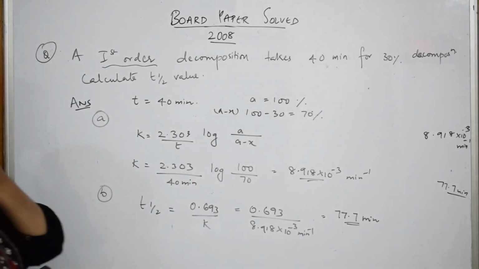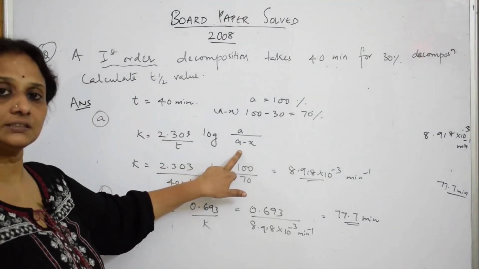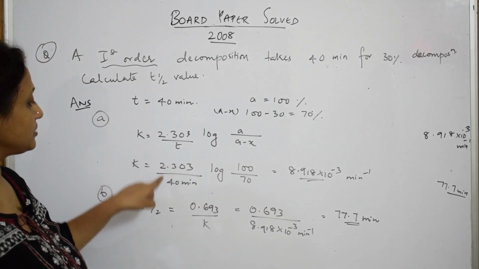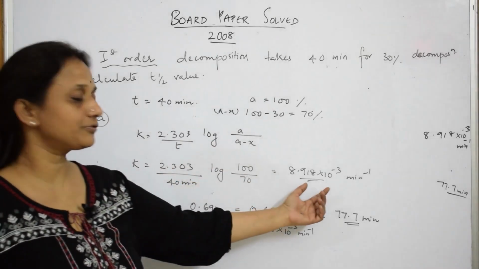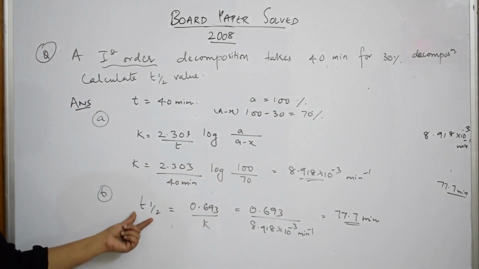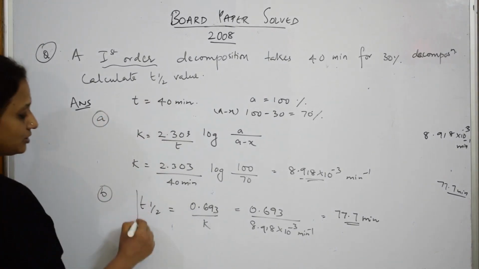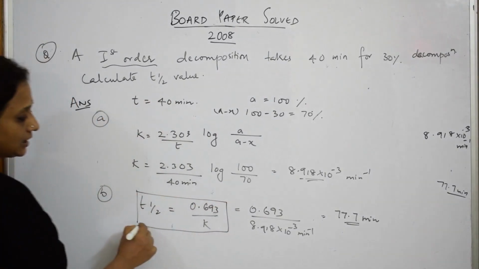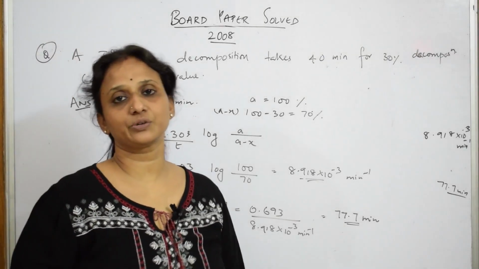What did I do? I have written the given data. I have written the formula for this. After that, I substituted the values, and after substituting the values, I've got an answer for the rate constant. That is in minute inverse. That is time inverse. With that time inverse, I've gone back to calculate the T half, because this is the relation for T half. Substituted the value. Finally, you've got an answer of 77.7 minutes.